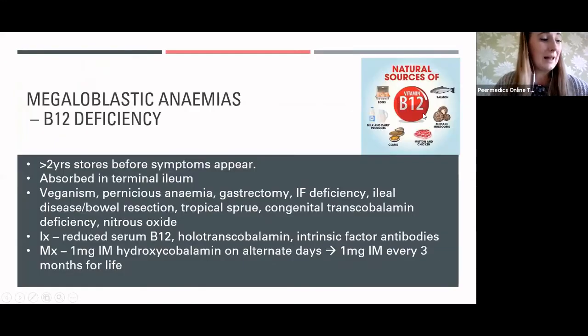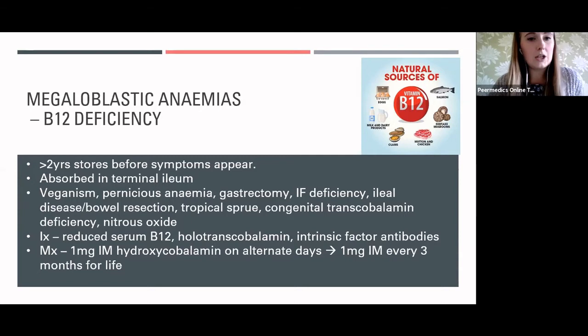So moving on to megaloblastic ones. So megaloblastic, again, is a macrocytic anemia, but if you've got megaloblasts, it's just these red blood cells that have got basically dodgy DNA, which is causing them to be really big. And it's either B12 or it's folate. So more often than not, it's B12 related.